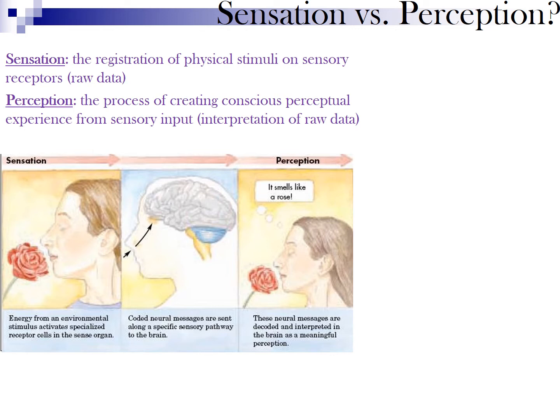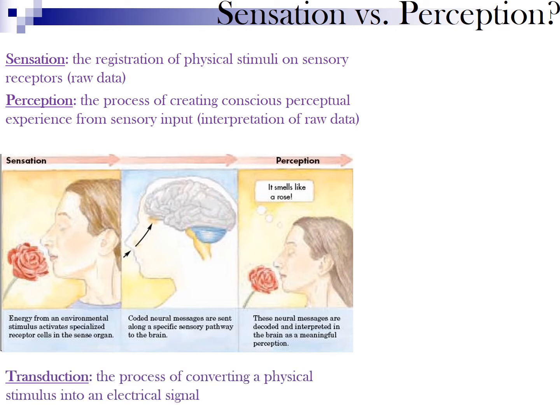After energy from a stimulus activates receptors, we need to be able to encode that information in the form of an electrical signal, which can be sent along our nerves and into our central nervous system, where it can be decoded and interpreted as a meaningful perception. This intermediate step between sensation and perception is referred to as transduction.